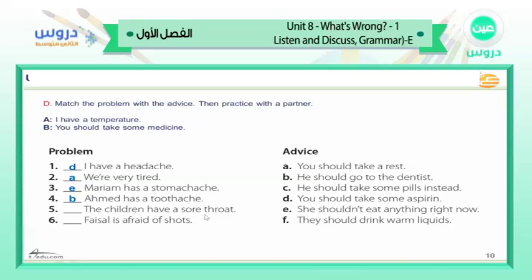Number 5, the children have a sore throat. Excellent. It is F. The children are plural, so we have to say they should drink warm liquids. Number 6 and the last one, Faisal is afraid of shots. So what is the answer? Of course, it is C. Excellent. He should take some pills instead. Very nice.